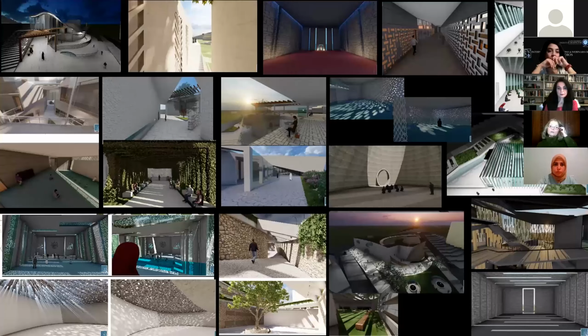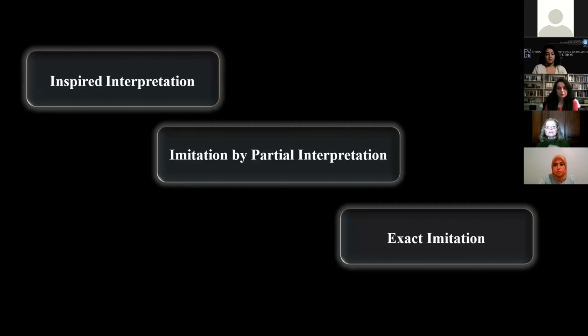In the second month of the semester, parameters such as material, light, and scale provided by the digital environment were introduced. The information belonging to the architectural reference is associated with a new story in its new context. We encountered 3 different attitudes of students: inspired interpretation, imitation by partial interpretation, and exact imitation.